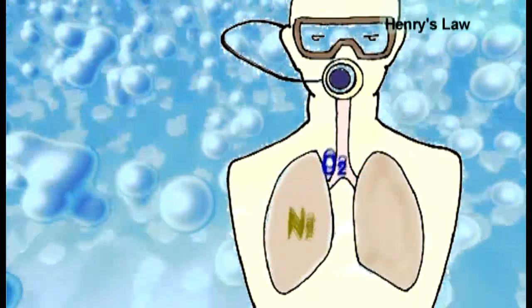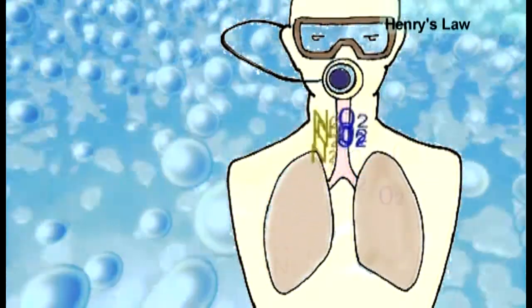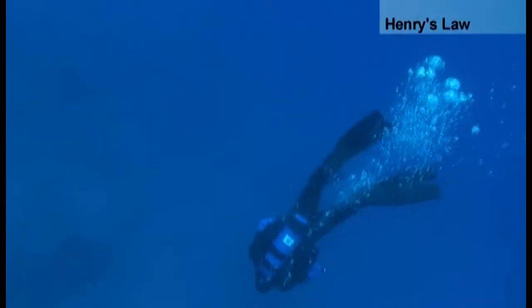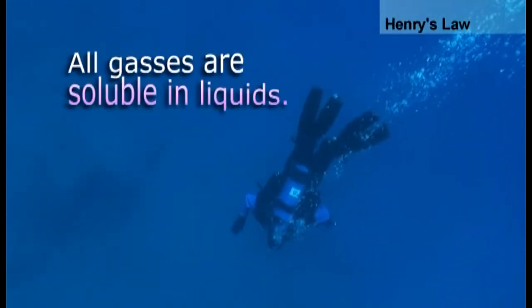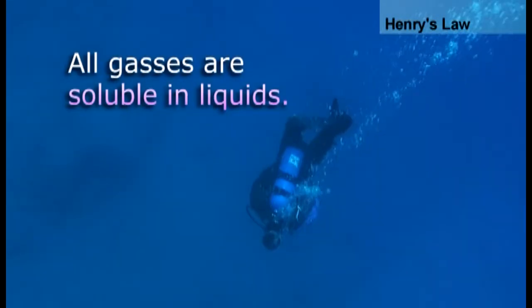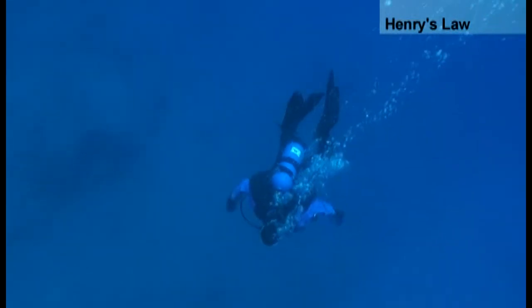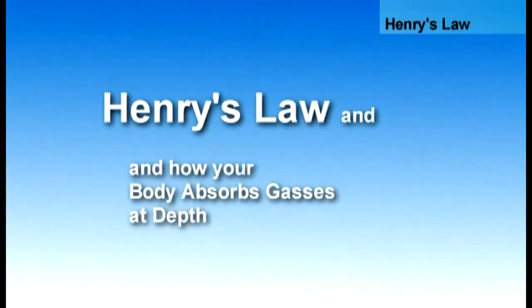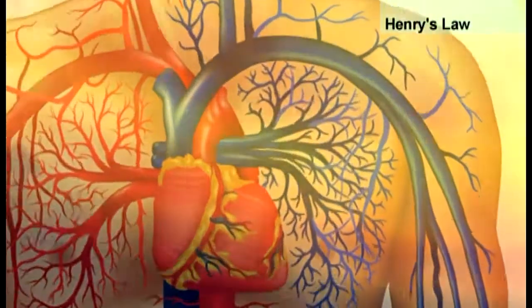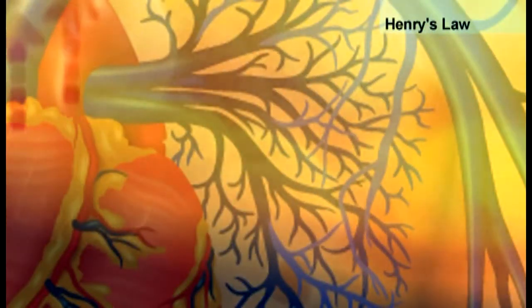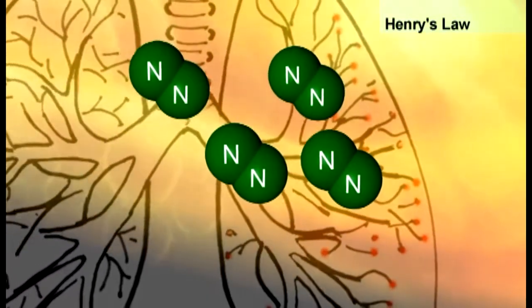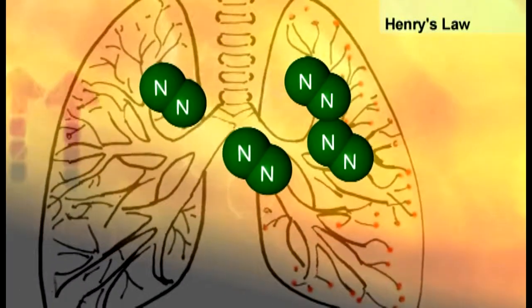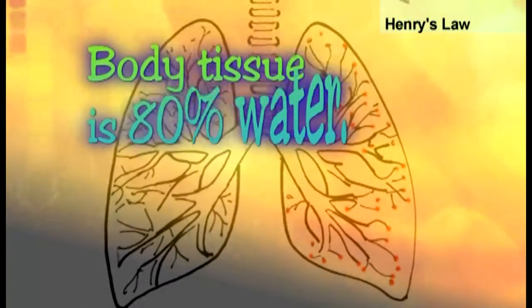The two laws address themselves to the fact that when a diver descends in the water column, the gases he breathes will ingas or become liquid. This is because all gases are soluble in liquids. This gas exchange occurs in the tiny sac-like vessels called the alveoli. Nitrogen is a gas that is most readily absorbed into the blood and body tissues. Body tissue is roughly 80% water.